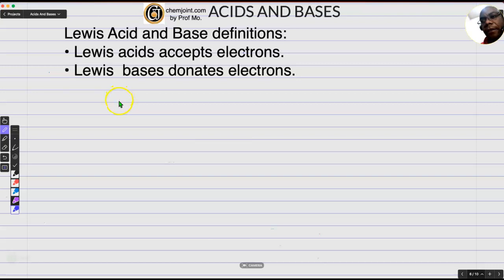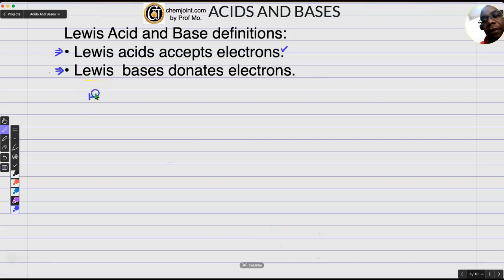Let's discuss Lewis acids and bases. What are they? These are subtopics under general acids and bases. One way of defining acids is Lewis acids. Another way of defining bases can be classified as a Lewis base. A Lewis acid accepts electrons, meaning someone has to give it electrons, and that will be the Lewis base. A Lewis base donates electrons. This is different from Arrhenius acid-base, different from Bronsted acid-base. So let's look at an example.